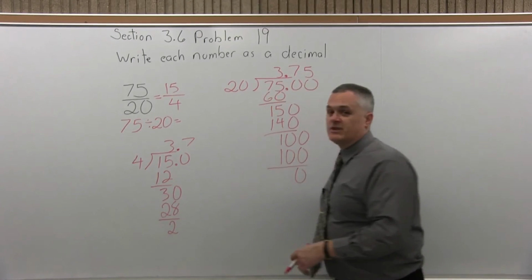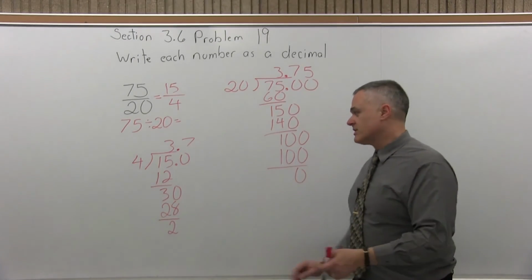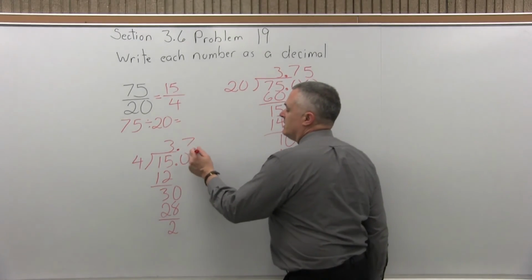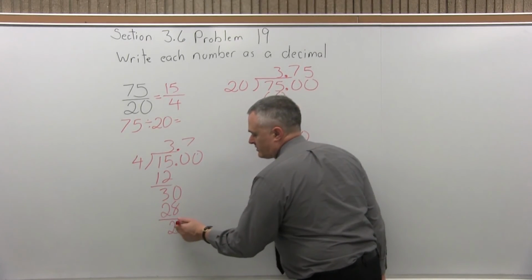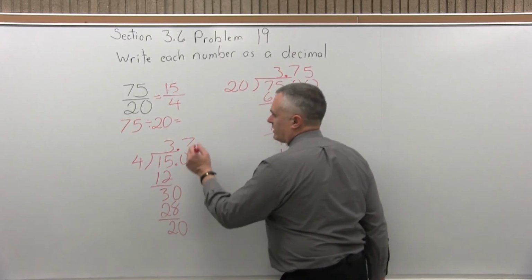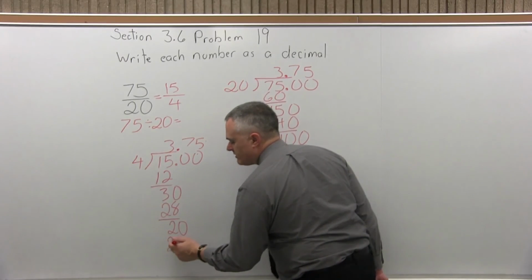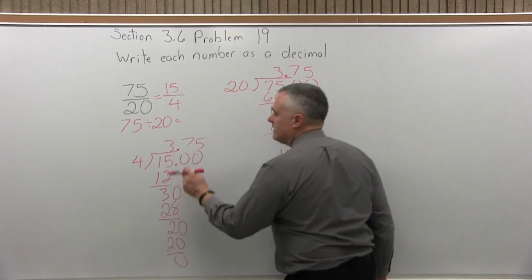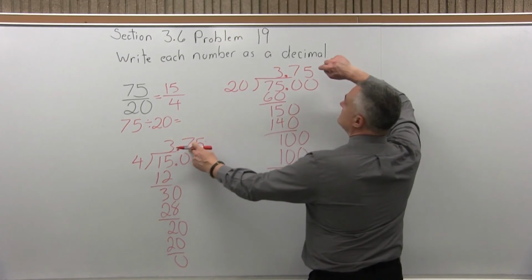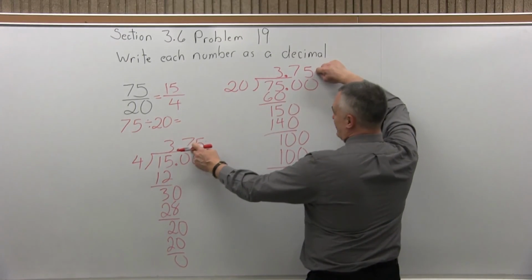That still didn't go in evenly, so I just put in another 0. Bring it down, keep going. Bring that 0 down next to the 2, it becomes a 20. 4 divides into 20 5 times. 5 times 4 is 20. 20 minus 20 is 0. There it is, 3.75. Same answer as when I didn't reduce it.